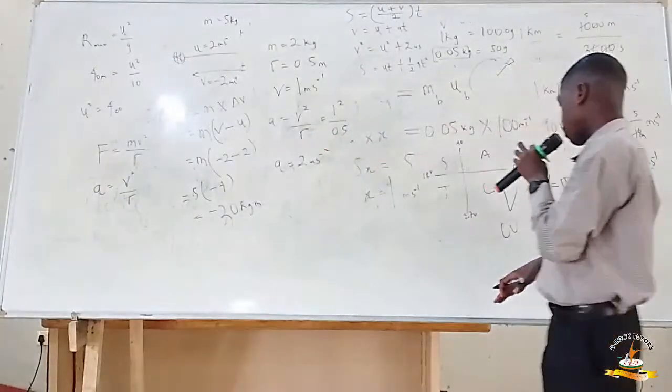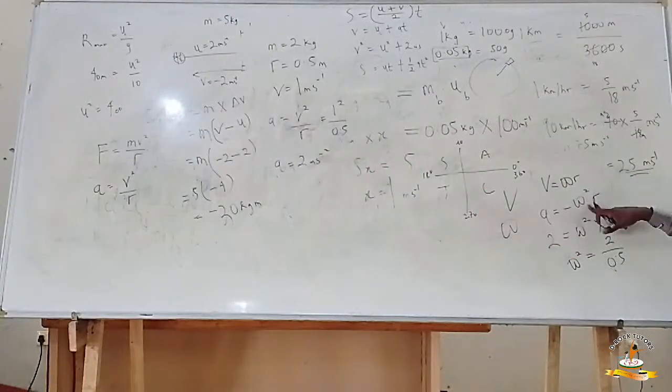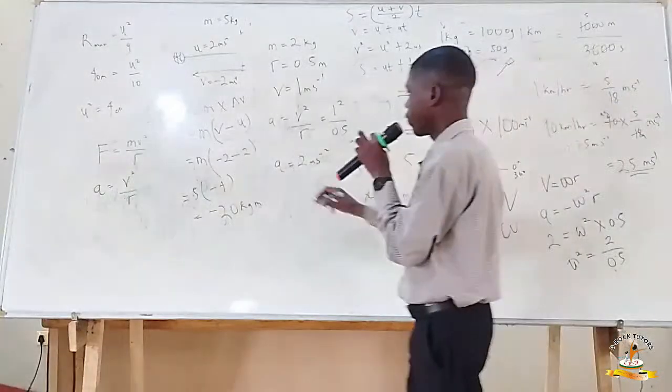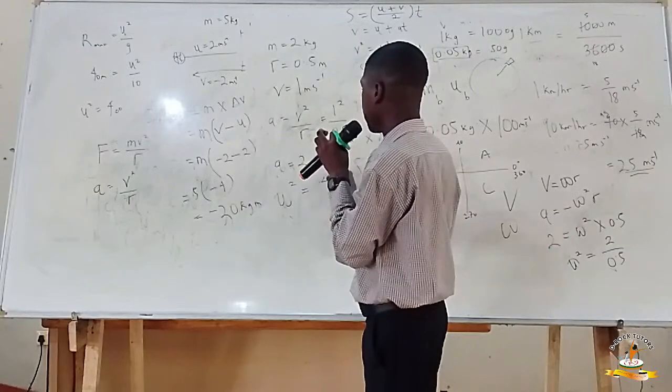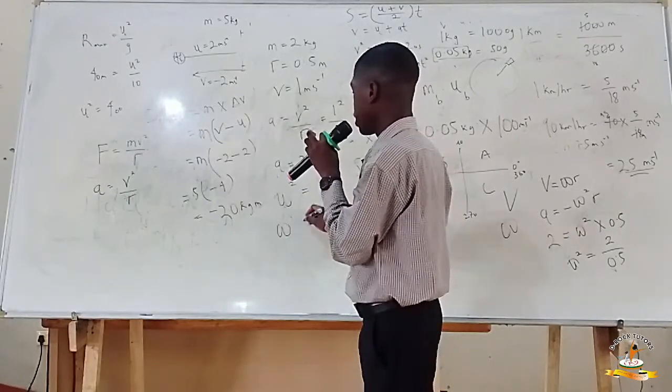And then you know that A is equal to omega square R. You can ignore the minus sign. So 2 equals omega square times 0.5, because the radius is 0.5. So omega square equals 2 over 0.5, which gives you 4. So my omega square equals 4, and my omega is equal to 2.